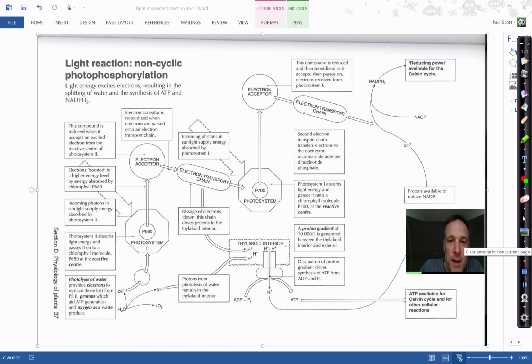It's all rather complicated, but I will try and make this easy to understand. This is going to be a challenge for me because I haven't taught this for yonks.